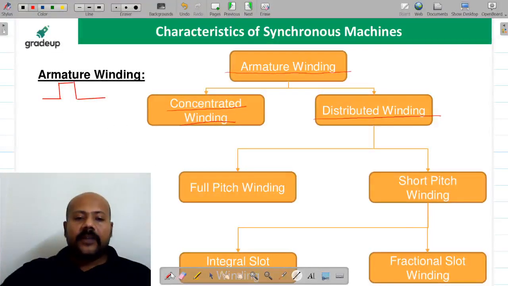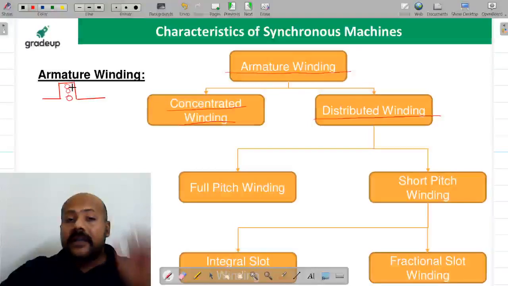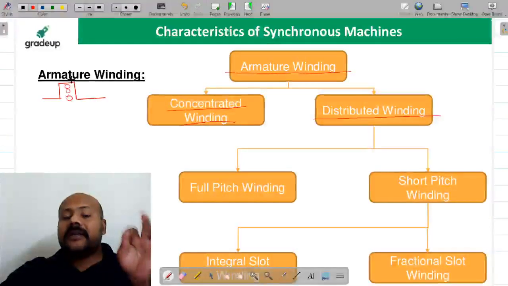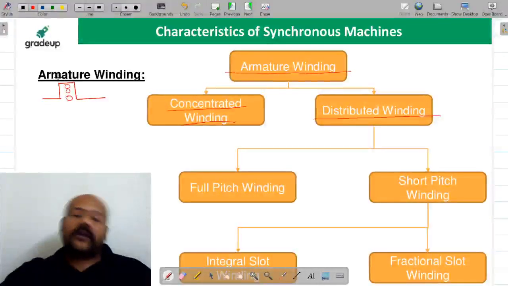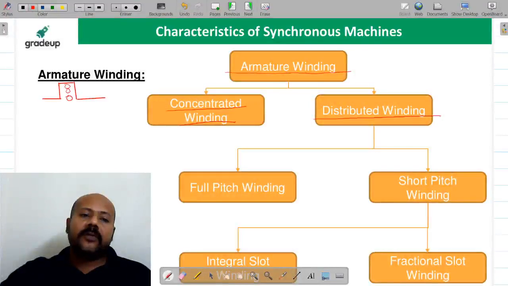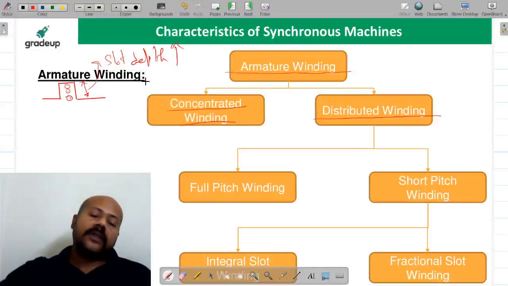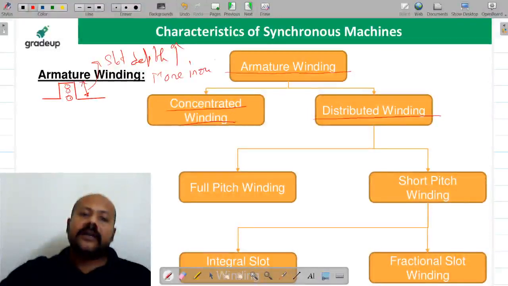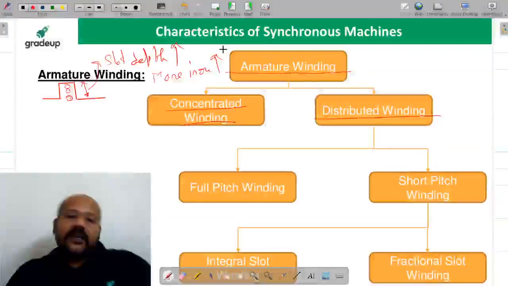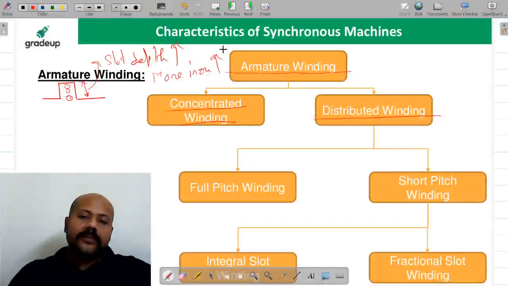Suppose it is your concentrated winding. So what is going to happen? Concentrated winding means all the conductors are going to be placed in the same slot. So definitely this slot depth is going to be more. When the slot depth is going to be more, there is more iron needed for the core or the structure. I hope it is clear to all of you.